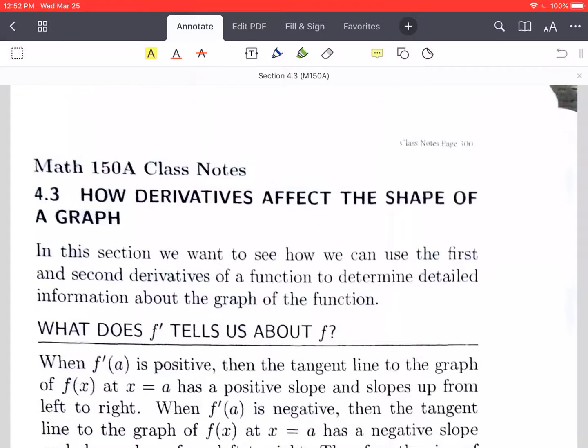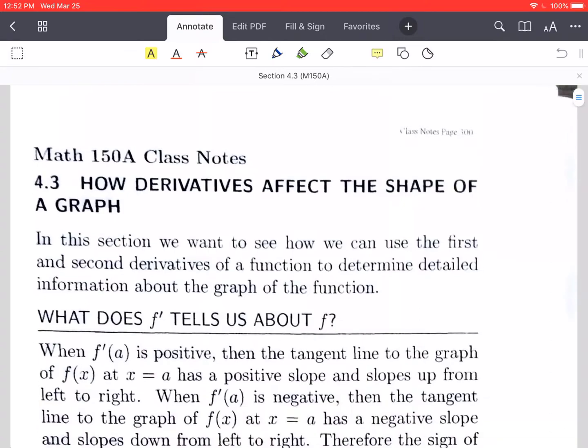Alright, hi everybody. So we're in section 4.3. We've been talking about maxes and mins, inflection points, looking at all those features on a graph. Now we're going to look at how derivatives affect the shape of a graph. So we're going to be looking at these concepts, dealing with them a little more algebraically this time, but also looking at them graphically as well.